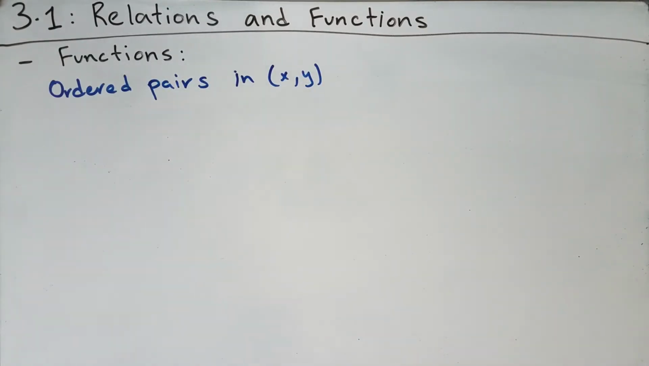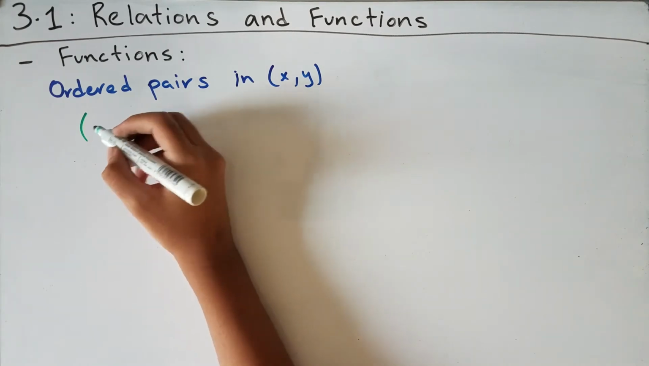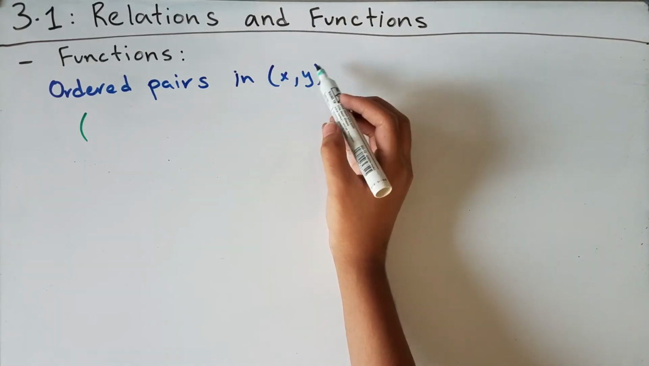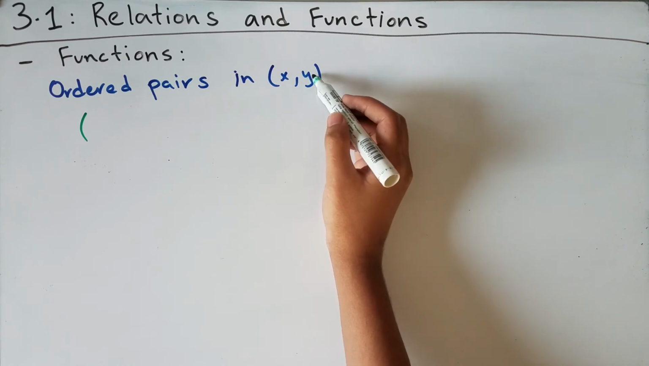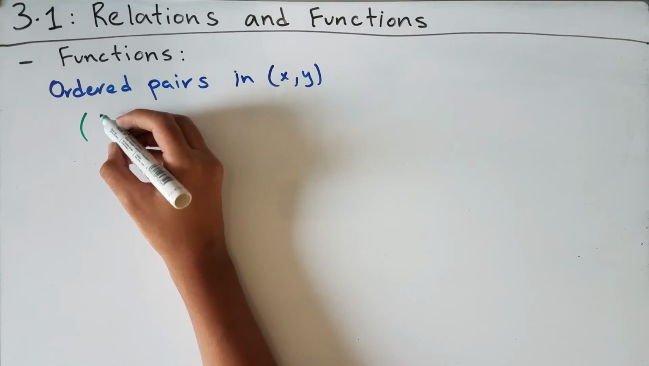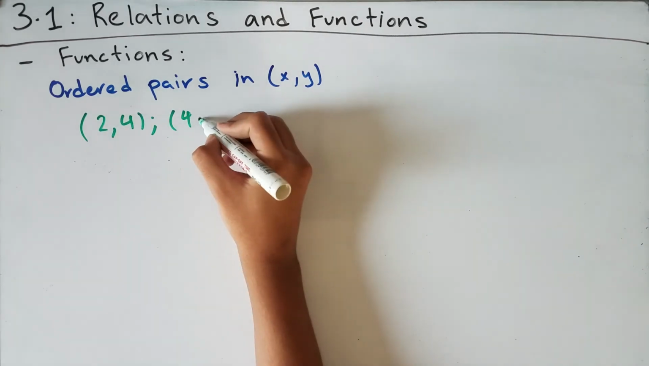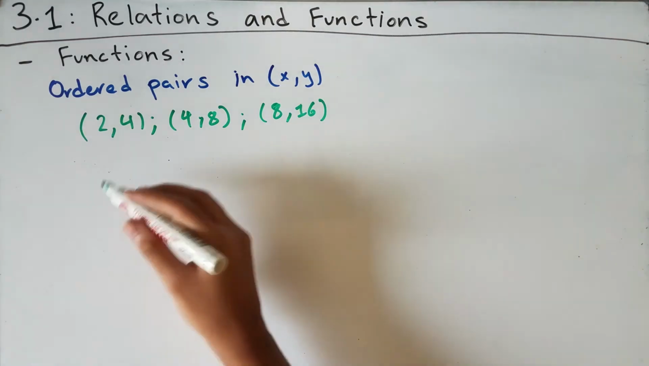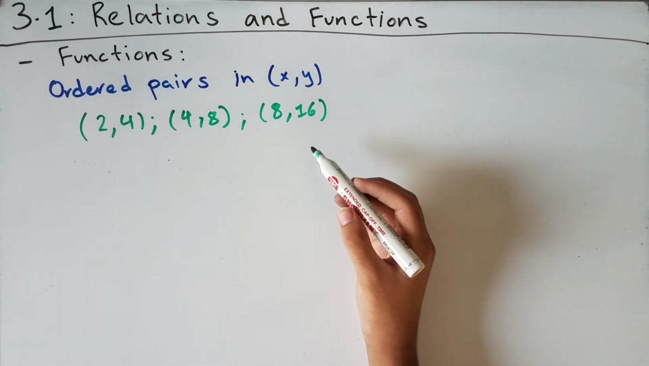We know that our ordered pairs are written using parentheses and the inputs of the independent variable, or x, which is your input, and then you put in your output value, or the dependent variable of the function. So let's say you had some ordered pairs of (2, 4), (4, 8), and let's say you had (8, 16). So these are some ordered pairs. Now let's graph them on a coordinate plane.